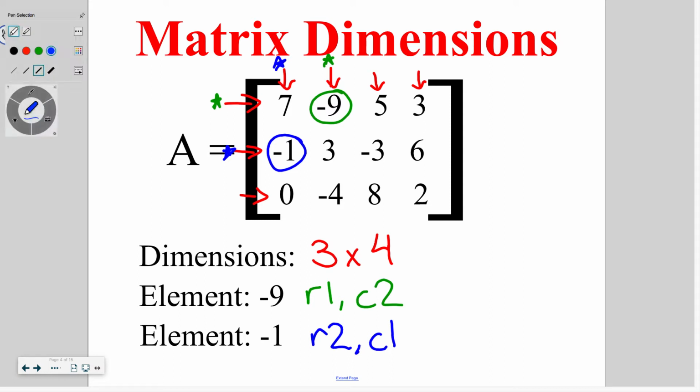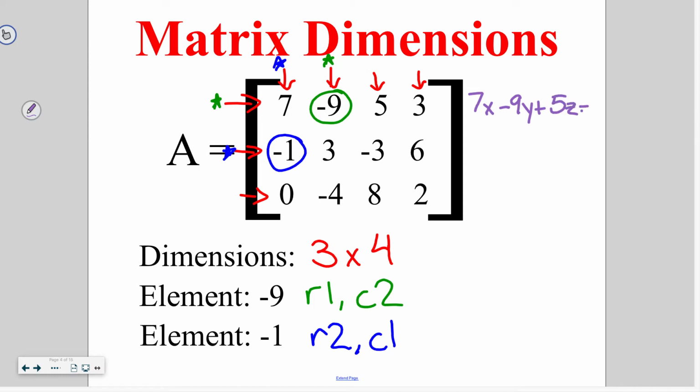What this is saying is if I actually had the equations behind this matrix, this first line would be saying 7x minus 9y plus 5z is equal to 3. The second row would be saying -1x plus 3y minus 3z is equal to 6. And this last row would be saying 0x minus 4y plus 8z is equal to 2.